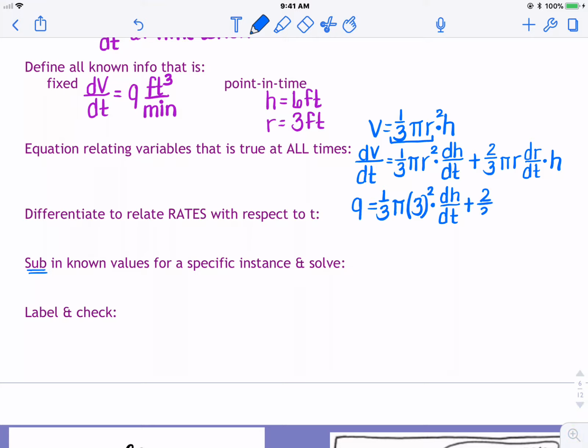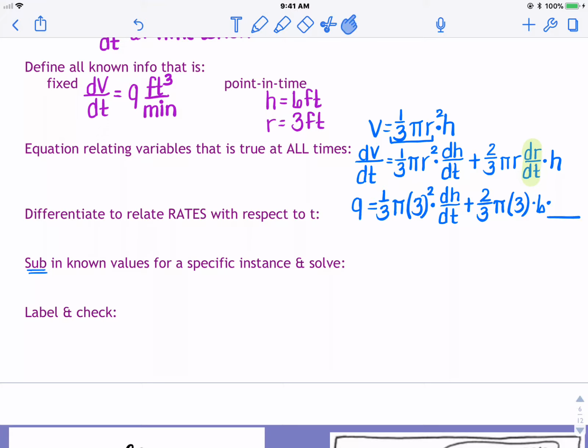Plus 2/3 pi, at that exact instance in time, radius is 3. I need dr/dt. I don't have that one at the moment, so I'm going to have to go back and find that. I do know the height will be 6, so I'm going to put that in for h, but I've got to go back and find that dr/dt.